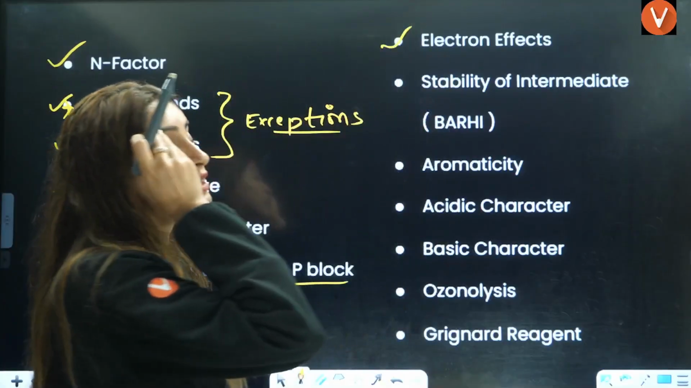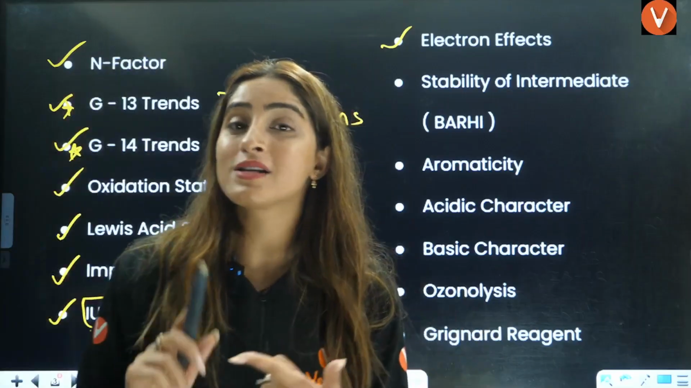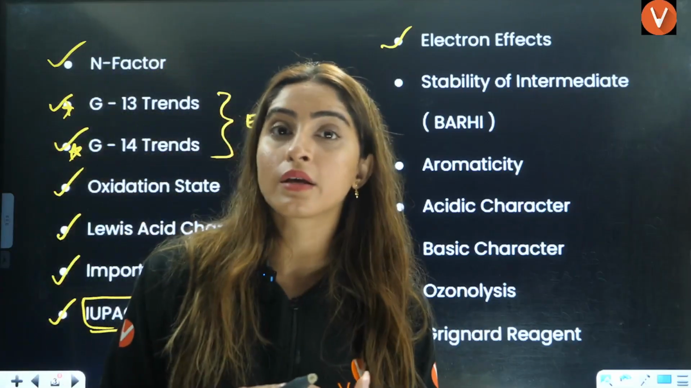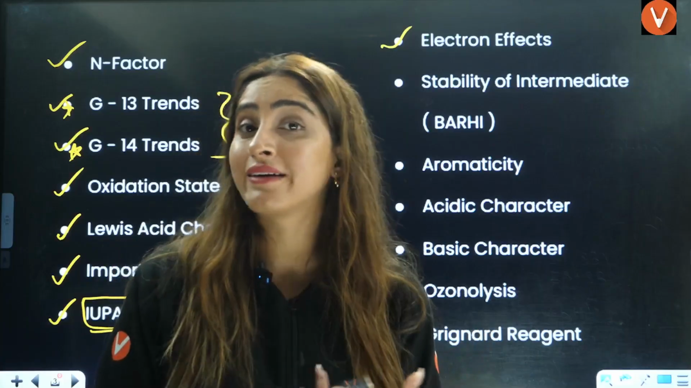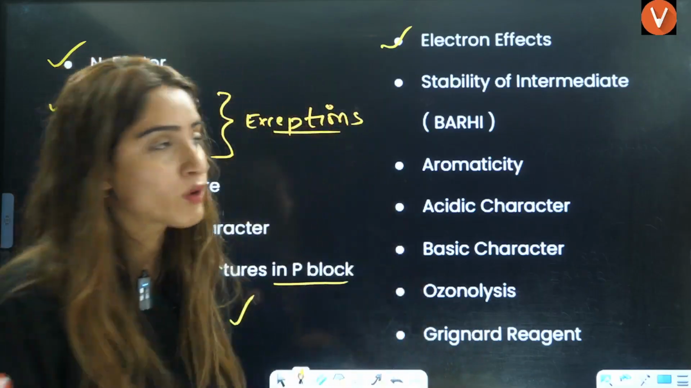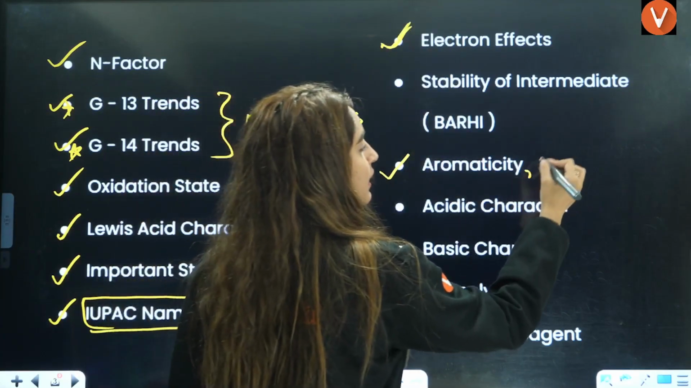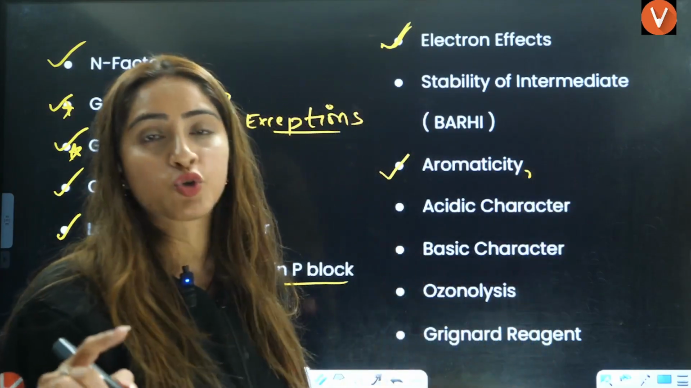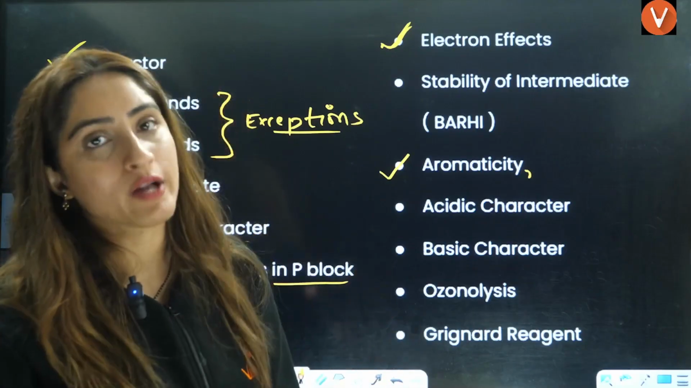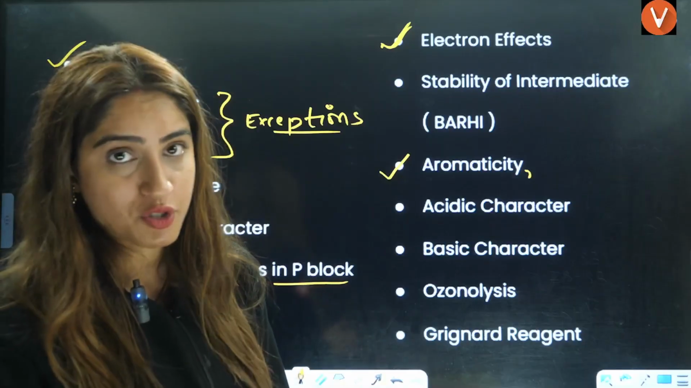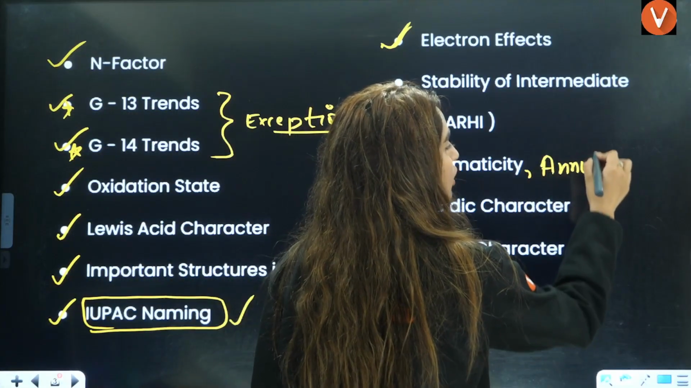Then very important is electron effects, right? Electron effects like what is back bonding, resonance, mesomeric effect, hyperconjugation, inductive effect, all these are very important for you, right? Along with the aromaticity. In aromaticity, annulenes, you should know which annulene is anti-aromatic, which is non-aromatic, because there are 3-4 exceptions, right? So that is why annulenes, just go through the short notes here.